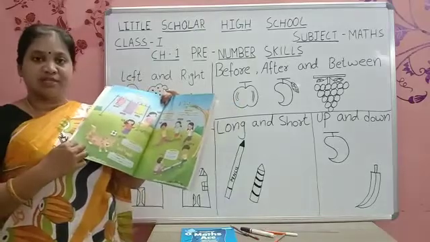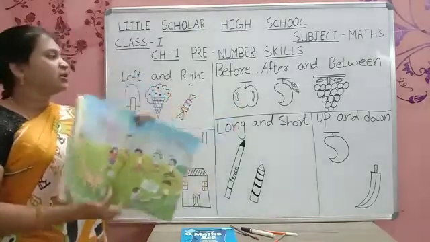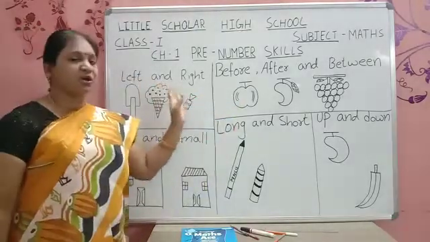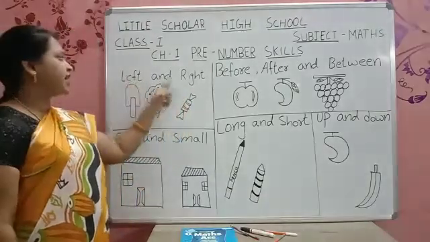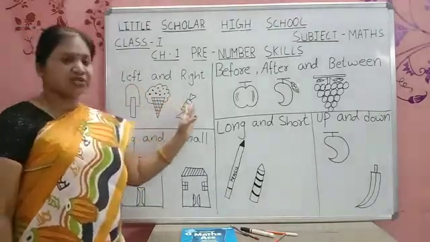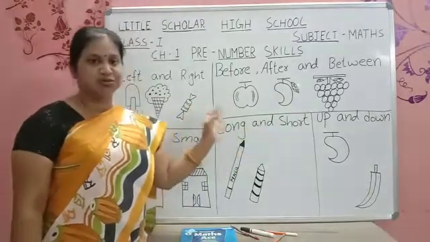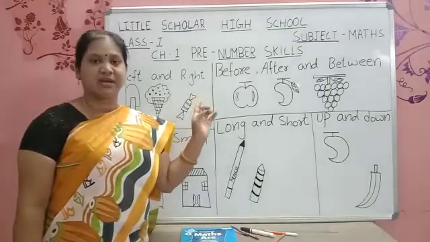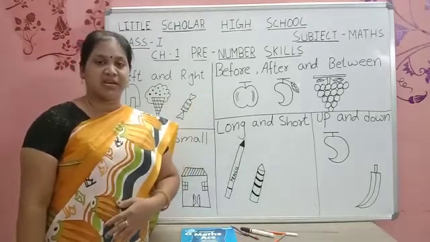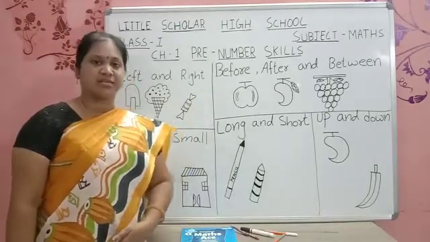Try to read all these words, children. Your homework will be to draw a few comparisons in your classwork like this, left and right. How simple the drawing is, children. You can try to draw this on your own. If you are not able to do it, you can take your parents' help. Do your classwork very neatly. We are going to check your classwork.